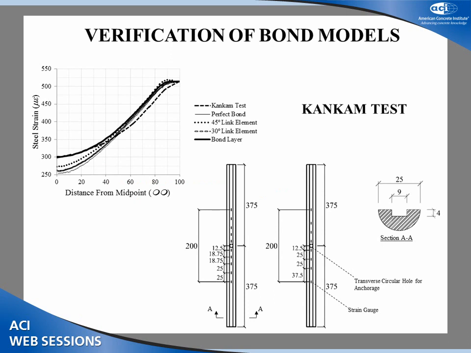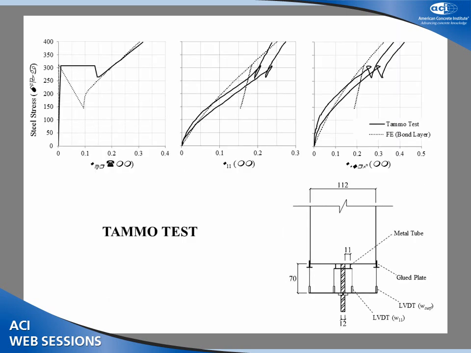The model is compared with two experiments, one from CanCom, and we found that the bond layer is giving good results for tangential shear stresses, and the perfect bond, which is normally used by others, is far from the actual case. Also, I compared it with another test, and we found that the bond layer is giving good results.